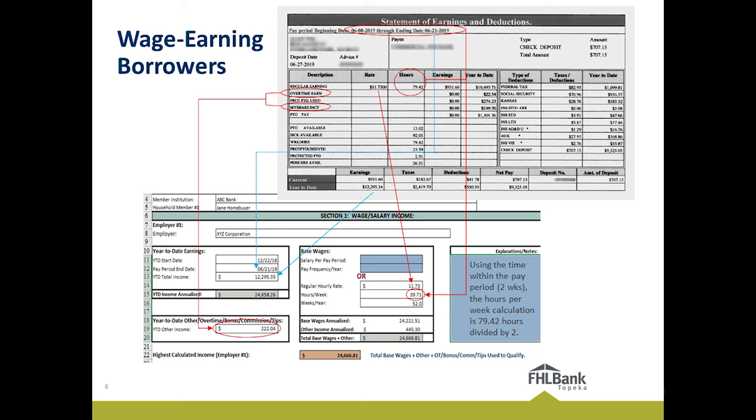52 weeks is entered for the weeks per year. If your borrower works less than 52 weeks per year, please see the seasonal employment portion of this training in the income guide. For this example, the year-to-date other income is overtime earnings and incentive pay. Note that the PTO is not included in the year-to-date other. This box is only for income received in addition to earnings, not income received in lieu of earnings.